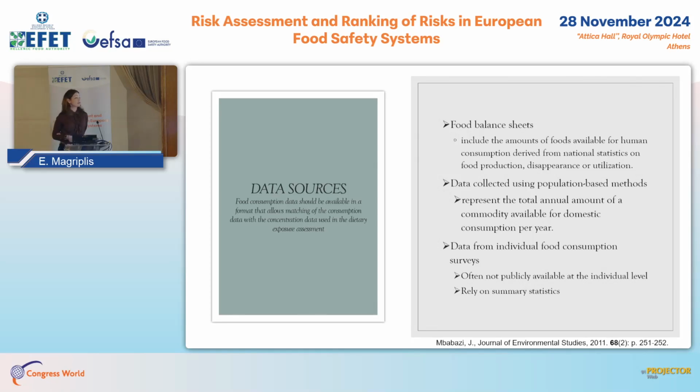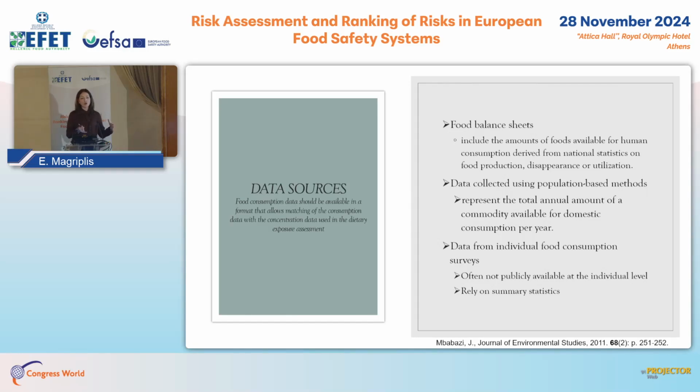Usually, risk assessments are based on food balance sheets because these are readily available. These include the amounts of food available for human consumption, and these are derived from national statistics, and therefore what is produced and what disappeared. So this is an overall framework and not actual and accurate data. This is an overall estimate for the population.